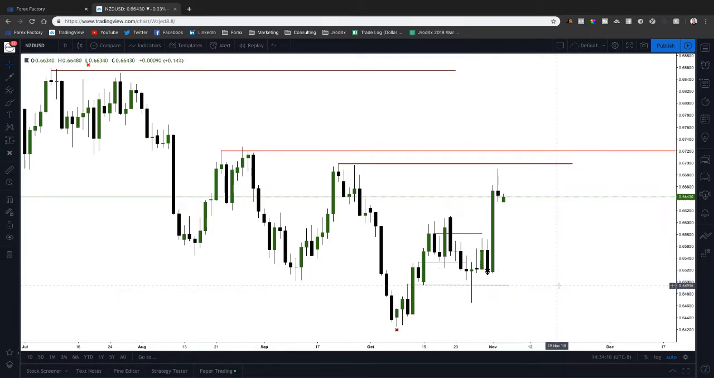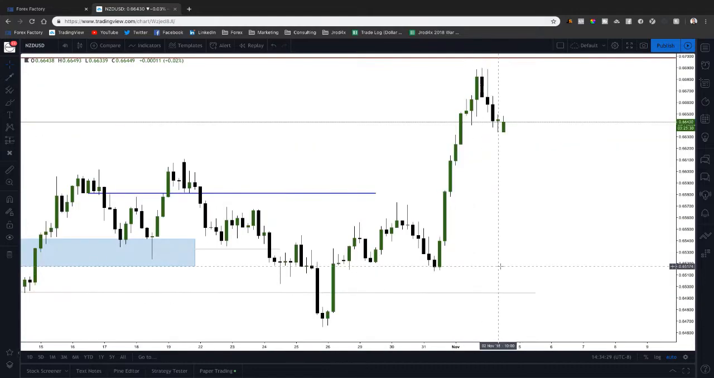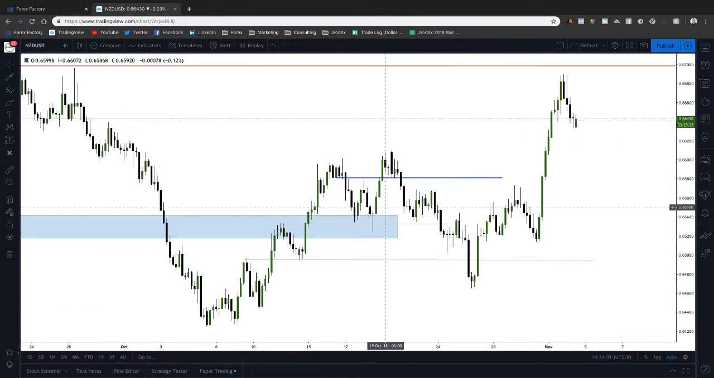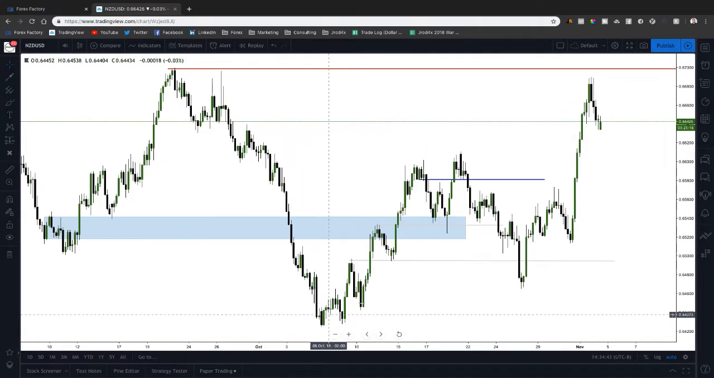So let me actually delete this. So we came down, and honestly, what day was this? Wednesday. I was expecting continuation lower here because we had broken below this low, and so I was expecting price to really continue lower, maybe retest this and sell off and get below here. That didn't end up happening.